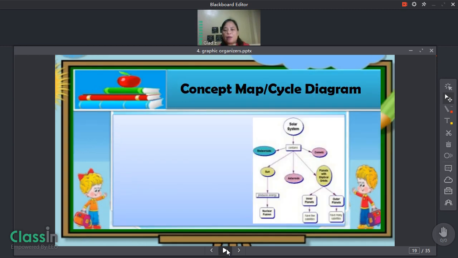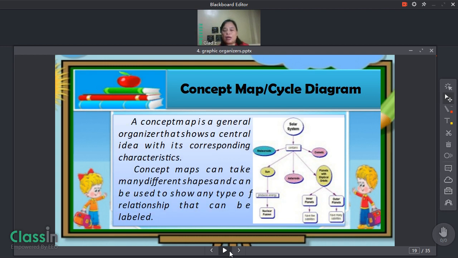A concept map or a cycle map looks like this. So from the picture itself, for sure, you already have an idea of what a concept map or a cycle diagram is. Okay, so when we say a concept map, it is a general organizer that shows a central idea with its corresponding characteristics. Okay, it can take many different shapes, like what we have here. We have circles, oblong or oval, and then we have the square, okay? And then we have the rectangle, okay?